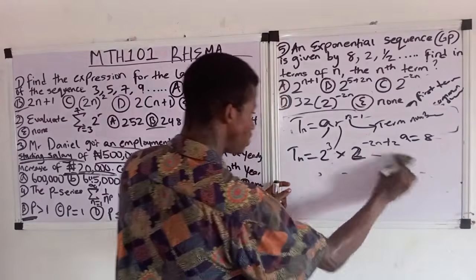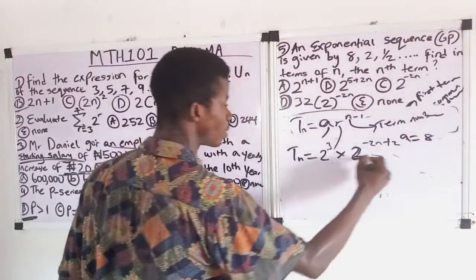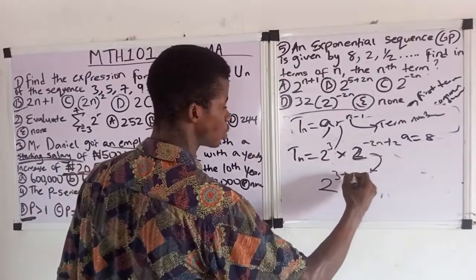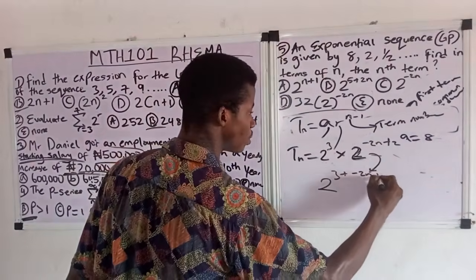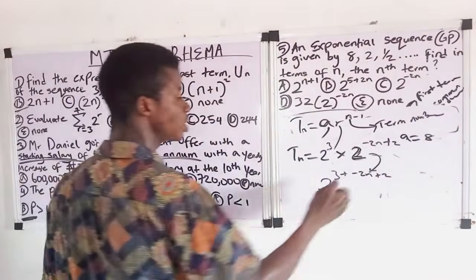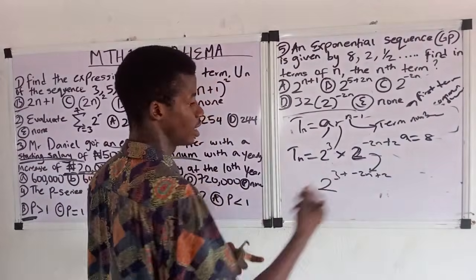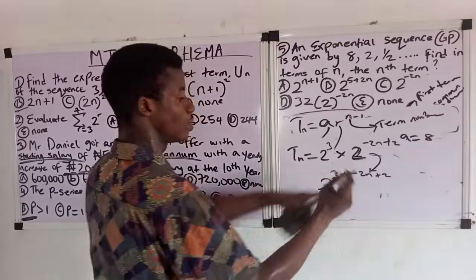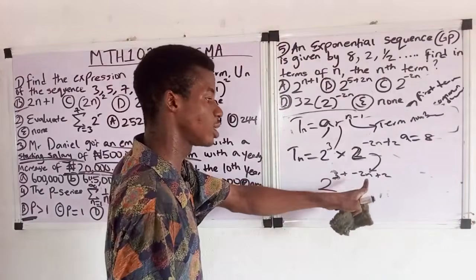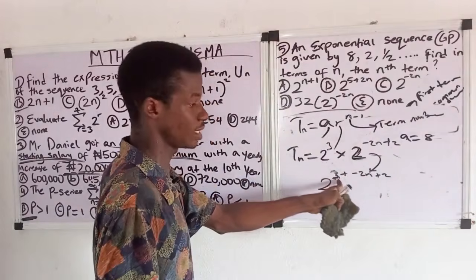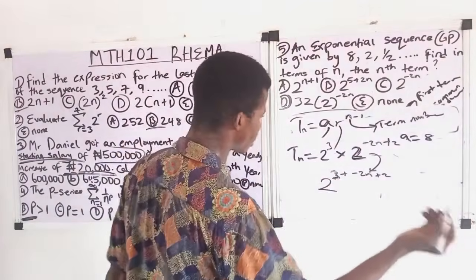These two bases are multiplying each other, so we take one of the bases and add their powers together. So let's add the powers: 3 plus minus 2n plus 2, right? Now these cannot add up together because they are not the same. So I cannot subtract 3 from minus 2, and I cannot subtract 2n from 3. Something like this cannot work.